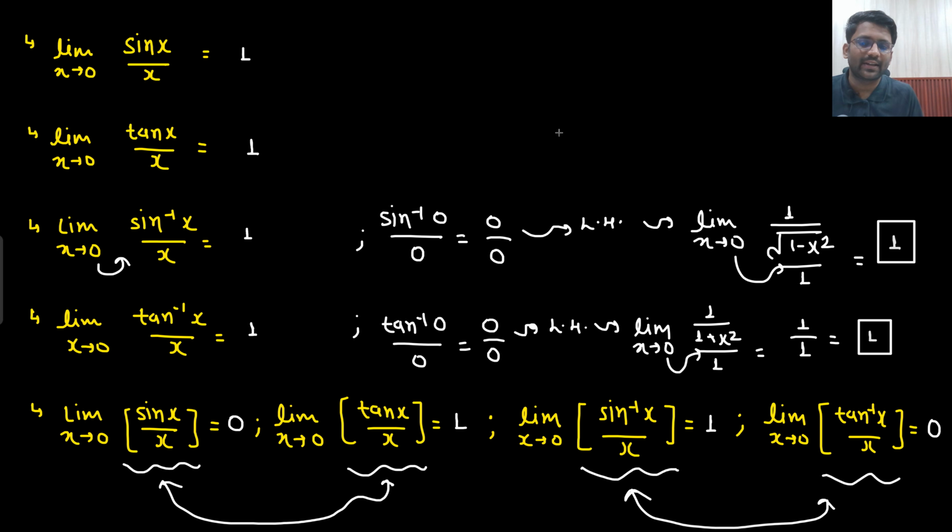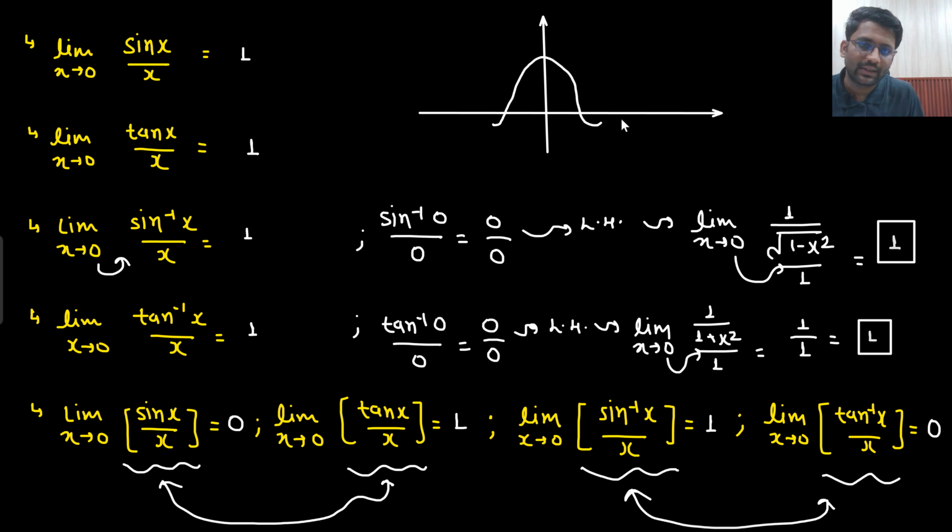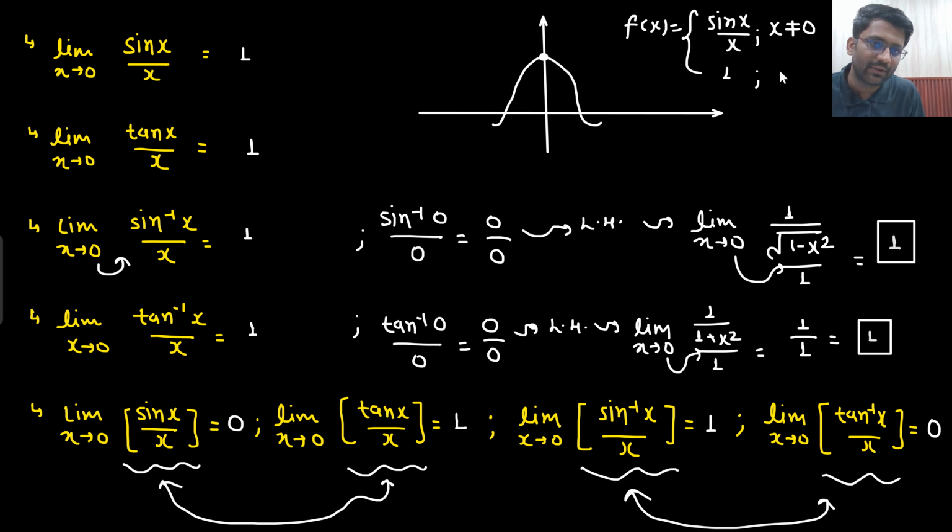And do you remember the graph of sin x by x? We drew the graph in this manner. The value was going like this, and here we defined the value, right? This was our function: sin x by x if x is not equal to 0, and if x is equal to 0, then the value is 1. So this is how we were defining it.